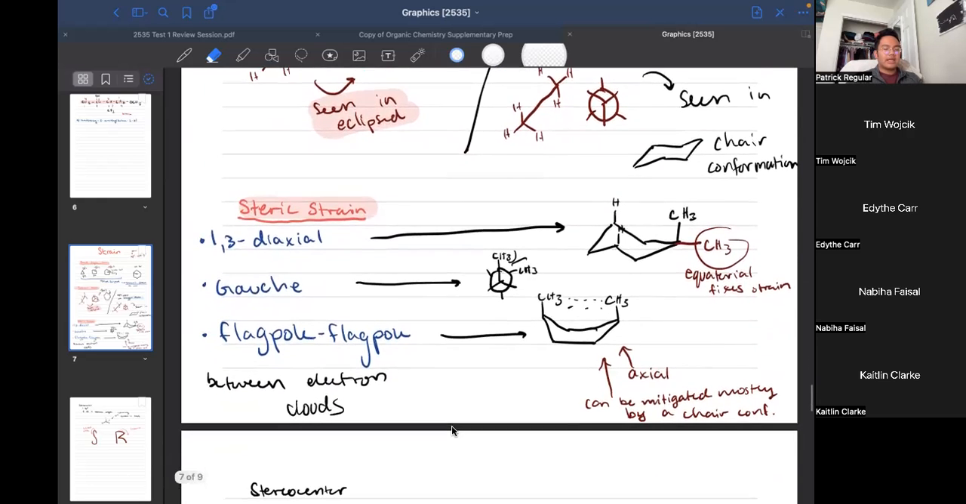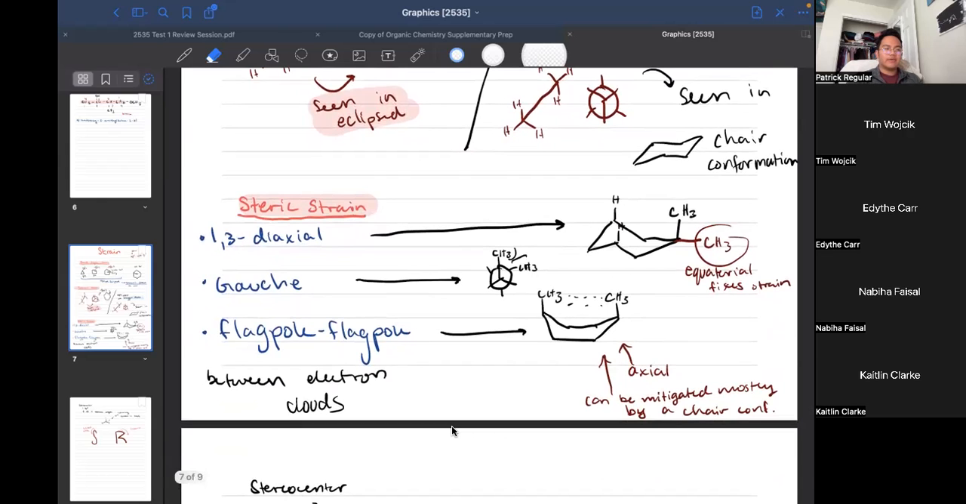Steric strain can apply to any of these 3 types of strain. The moment the compound has any one of these 3, it has steric strain. So even if it doesn't have gauche, or if it doesn't have 1,3 diaxial, if it has flagpole, it has steric strain. So the moment it has any of these.